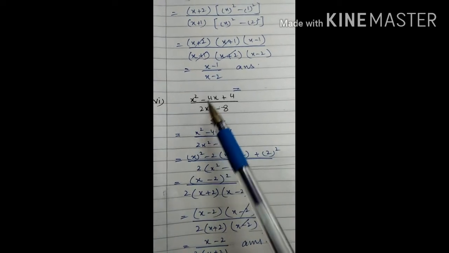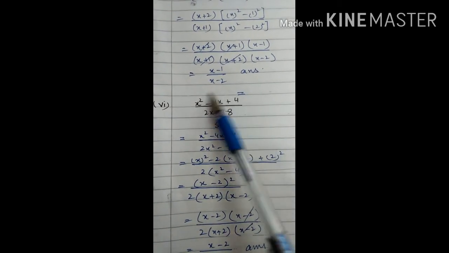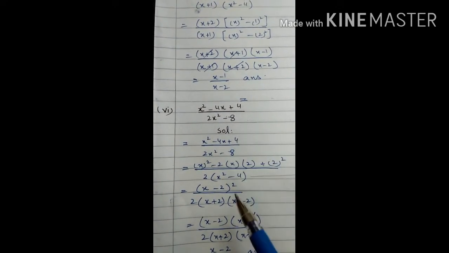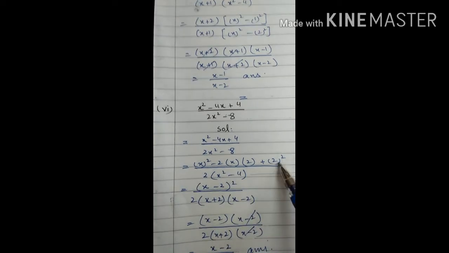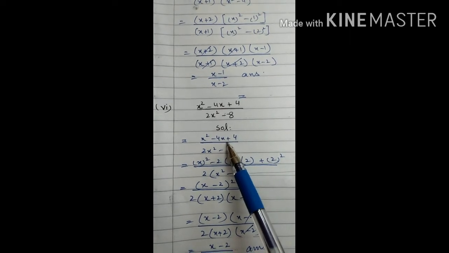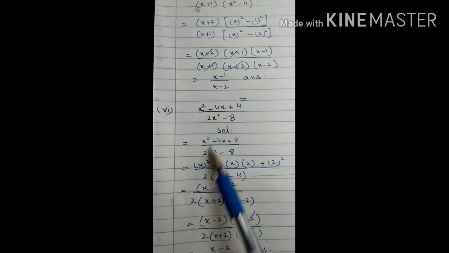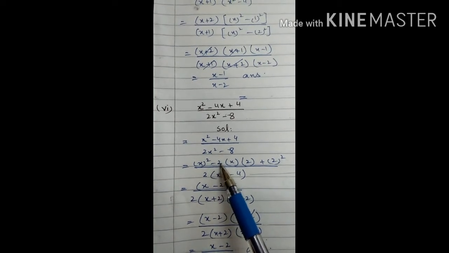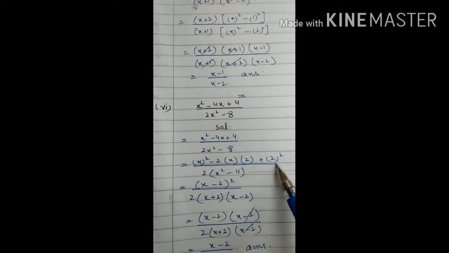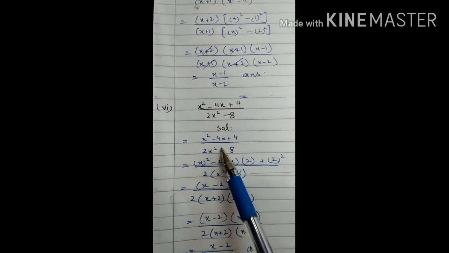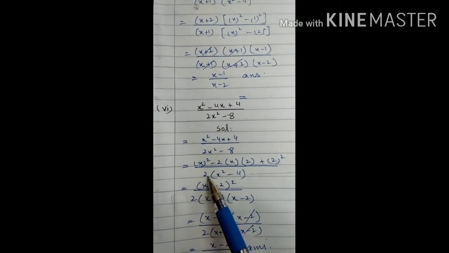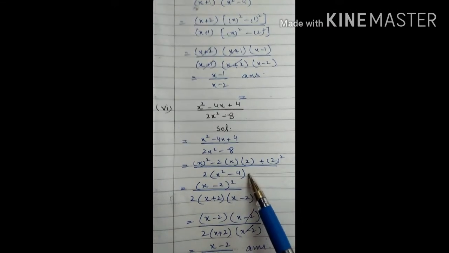Now next part is x square minus 4x plus 4. First of all, we'll see how we can factorize this. We can use the formula of (a minus b) whole square. We can also use the middle term breaking on it. So x square minus 2 times the first term times the second term plus second term square. Over in the denominator, see which type of factorization can be done. We can take 2 as common in this. X square minus 4 is left.